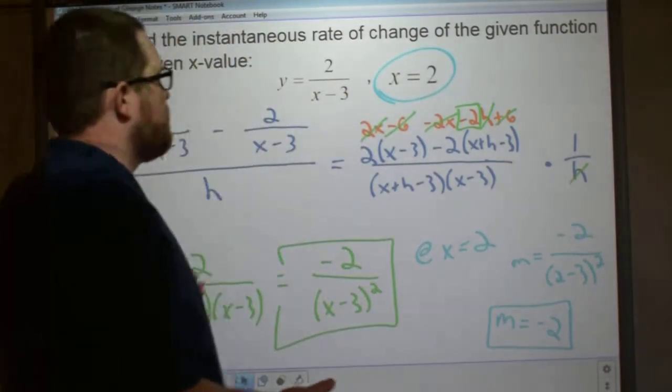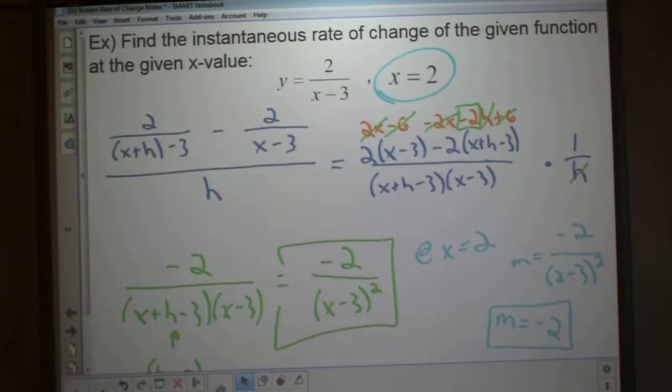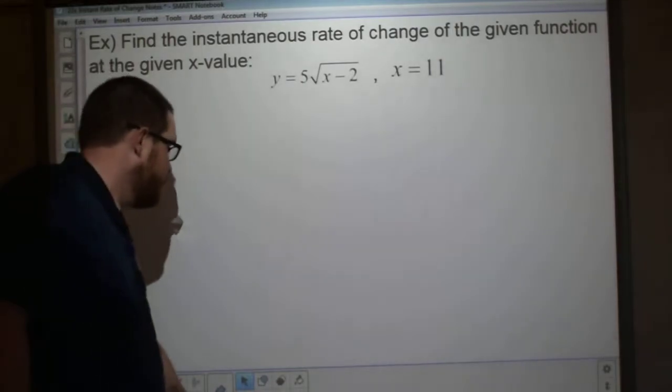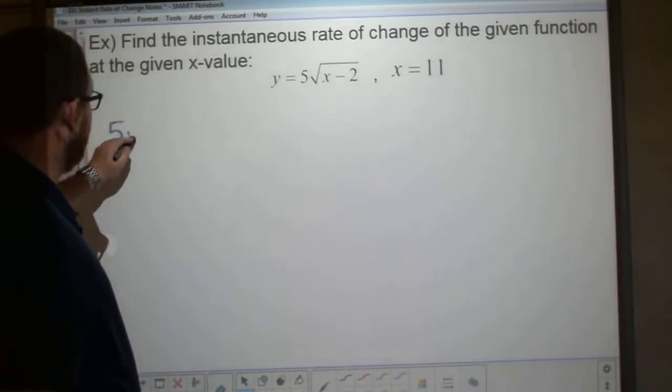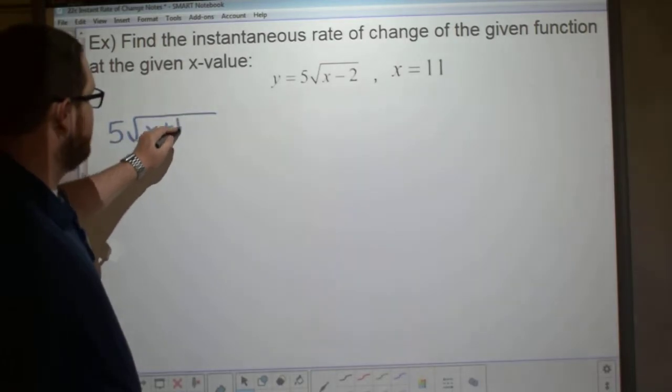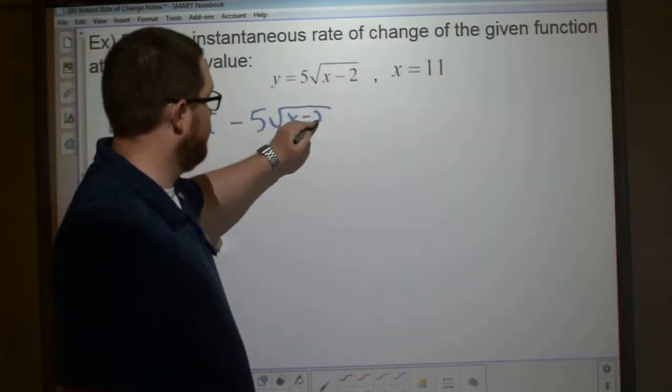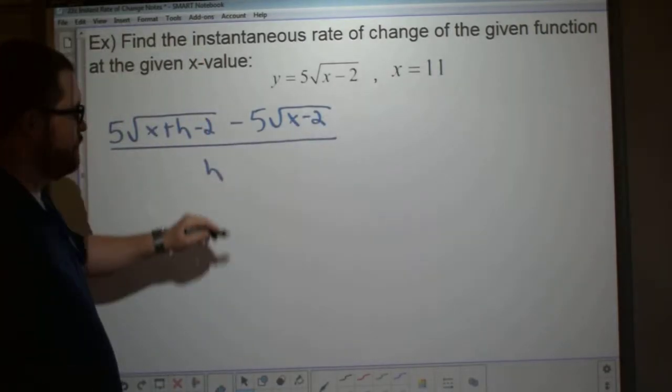So here's an example of a problem with fractions in it. Every problem with fractions is going to look very similar. Find a common denominator and cancel out. Last example I'm going to give you like this. What if it is a square root? Well, same setup. Replace the x with the x plus h. Subtract the original problem. Divide it all by h.